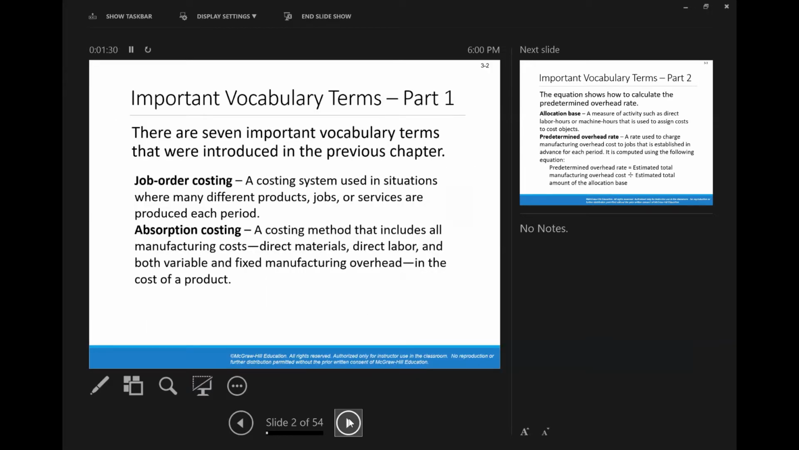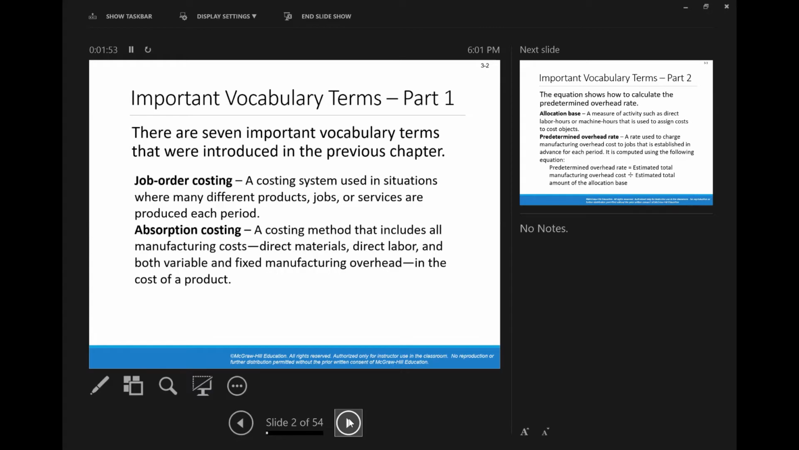Okay, so we talked about job order costing. That just means that you have a costing system that's looking at the costs that are going into a particular job. And it's either for products or services or a combination of the two. And we're capturing them on a specific job. So maybe we have a job number that we're assigning all of these costs to.